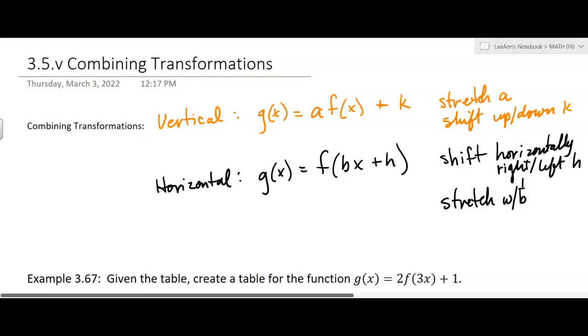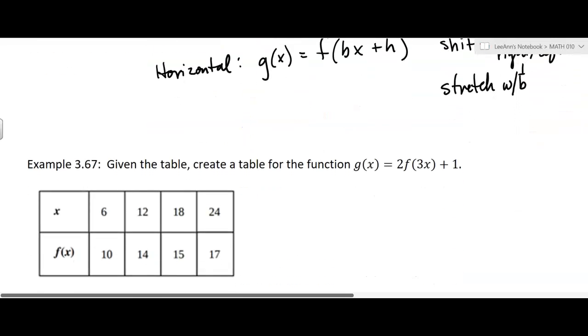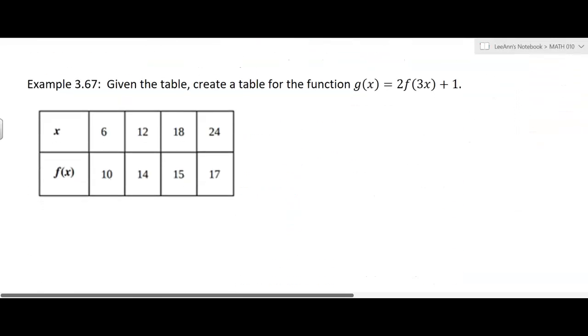All right. And it doesn't matter if you do the vertical ones and then the horizontal ones, or the horizontal ones and then the verticals. Usually it's easier to do the horizontals first and then the verticals, but it may not matter. It depends on what they give you. It's very rare that they would give you all the transformations in one particular example. Now, we didn't talk about reflections, but we're just going to go with what they gave us.